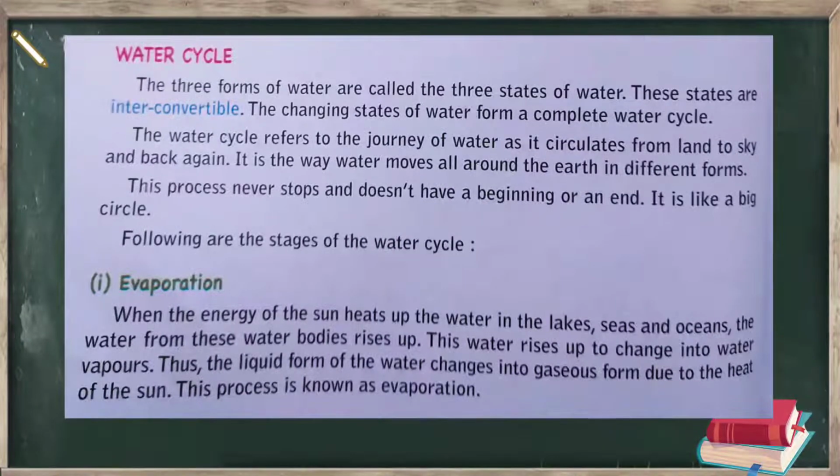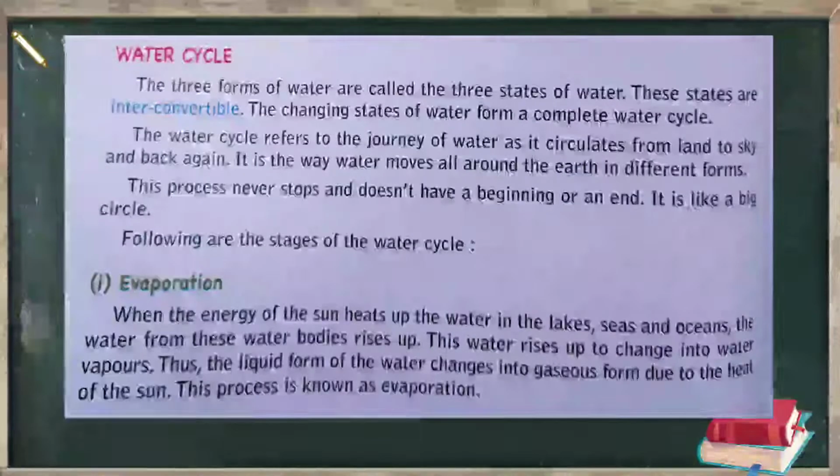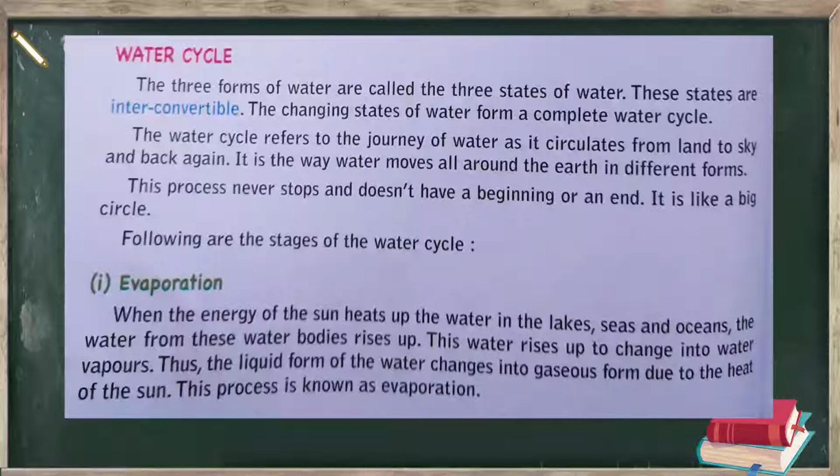Here the liquid form of the water is changed into the gaseous form due to the heat of the sun, and this process of change from liquid to gaseous form is known as evaporation. Always remember, what is evaporation? The change of the state of water from liquid to gaseous form is known as evaporation.